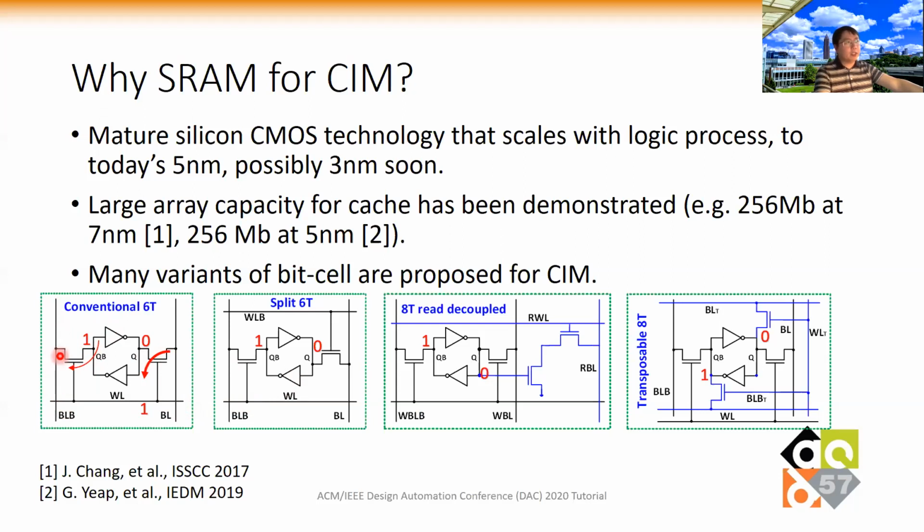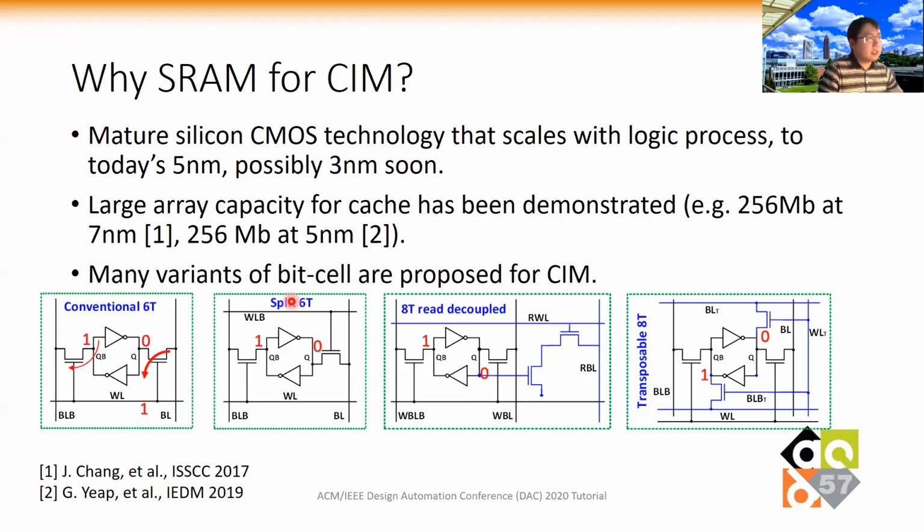But if you imagine we have a column of such cells, then we will accumulate the current from the bit line or bit line bar. Depending on the data pattern and the input vectors, the number of cells activated along the bit line or along the bit line bar will be different, and we can use that to do the computation.